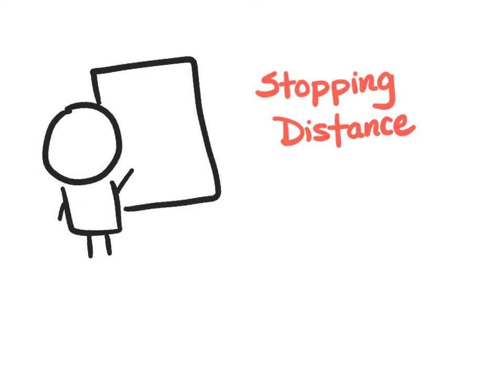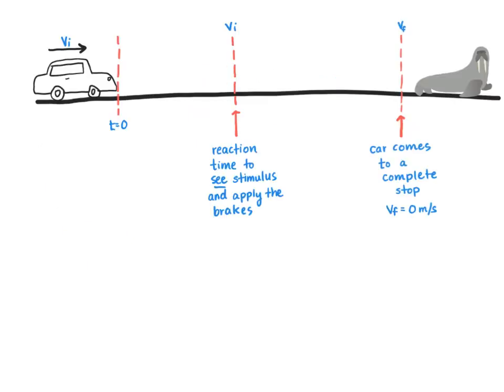In this video, we're going to look at solving for the stopping distance, looking at cars as our main example. So let's say you're driving down the street and you see something ahead of you. We're going to call that thing the stimulus, in this case, a walrus. You're driving ahead with some initial velocity, and we'll call that VI.